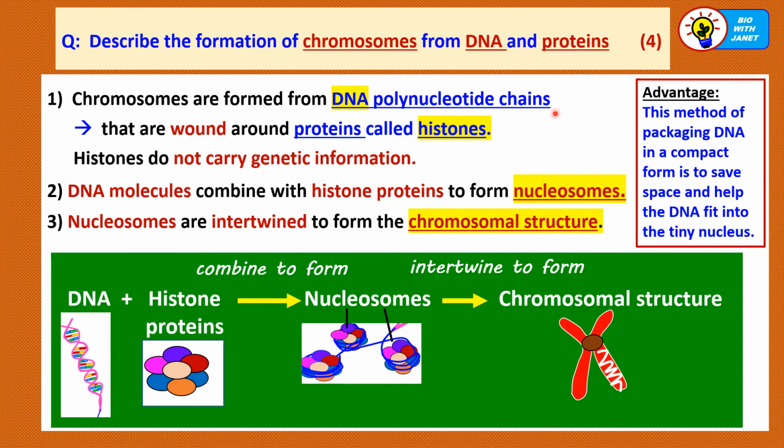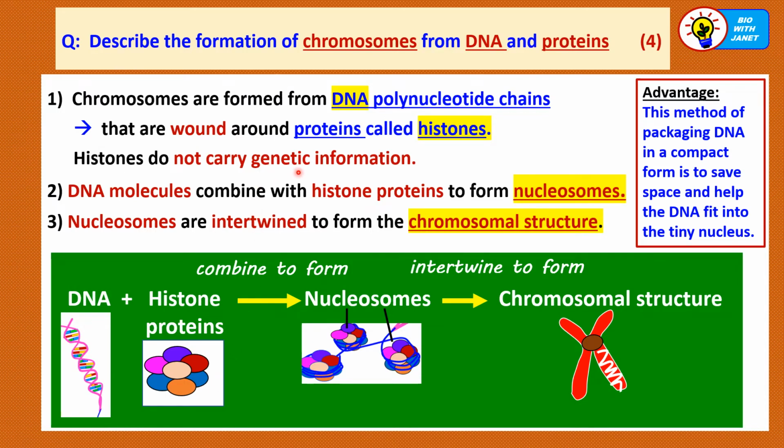Now let's come to the notes. Our learning standard is: describe the formation of chromosomes from DNA and proteins. 4 marks. You can copy down these notes if you want to. Firstly, chromosomes are formed from DNA polynucleotide chains. The DNA molecule is made up of 2 polynucleotide chains that are wound around proteins called histones. So DNA molecule plus the histone proteins.